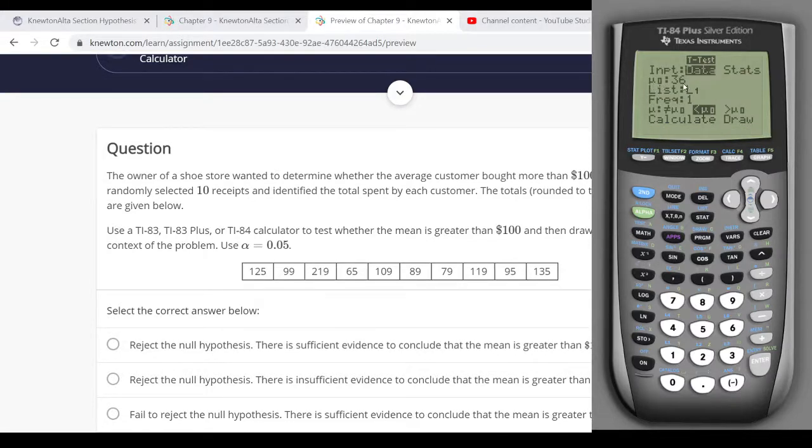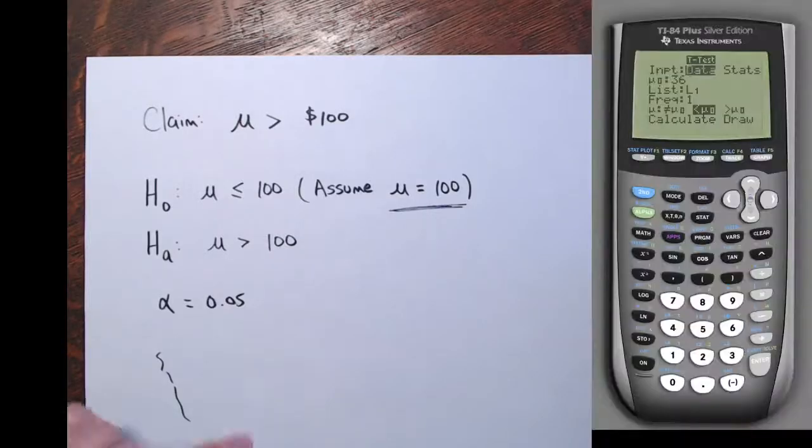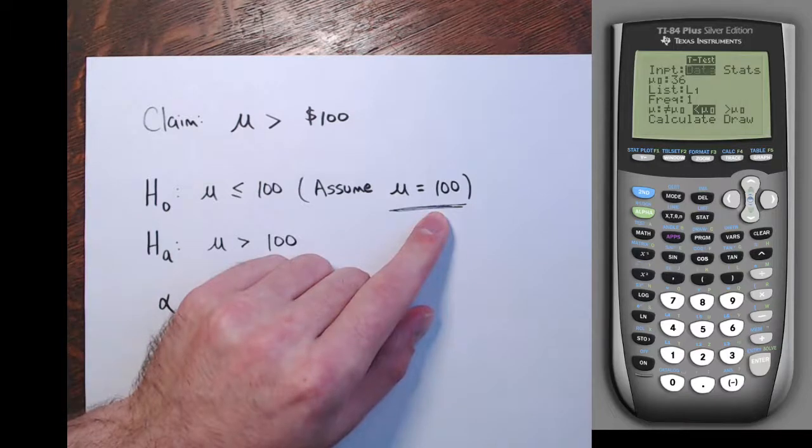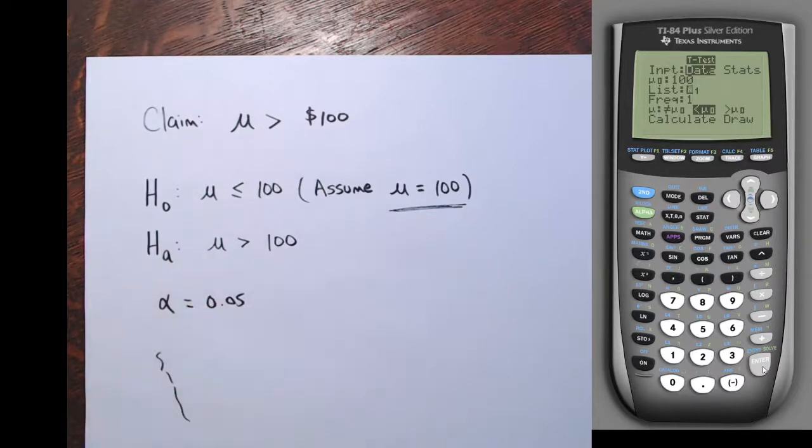Now, what is this mu 0? Again, mu 0 is what you're assuming the mean is from the null hypothesis. So back on my paper, that was 100. So this mu 0 is 100, what we're assuming the mean is from the null hypothesis. And then you have your list of data. That was again down list 1, L1.